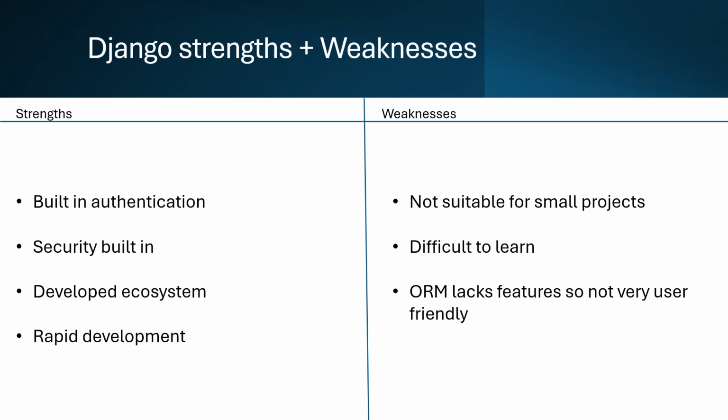On the other hand, there are a couple of weaknesses within Django. For example, it is not suitable at all for small projects. This is because Django is mainly used for bigger projects. It's also difficult to learn as it is quite complex, and the ORM lacks features, so it's not very user-friendly.